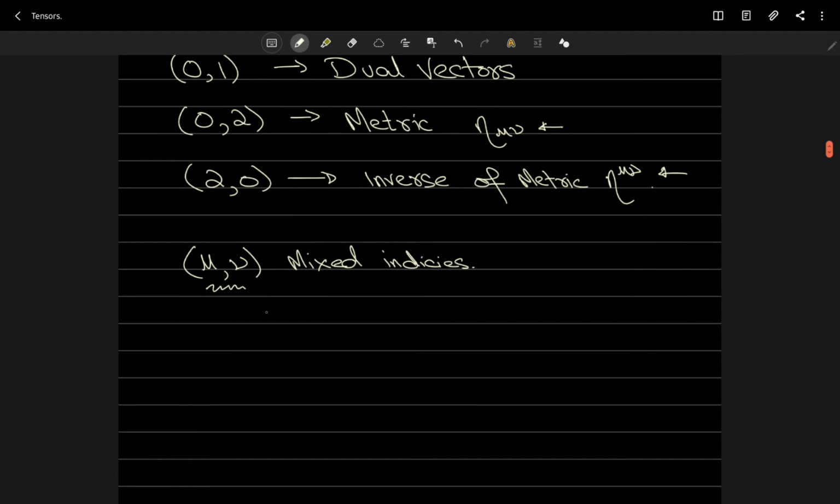So let's consider an example very quickly. Think of a tensor that is T^{mu nu alpha}_{lambda beta gamma sigma}. This object over here is a tensor, and it is a (3,4) tensor. You might ask me, why is it a (3,4) tensor? Well, it has 3 upper indices and 4 lower indices.